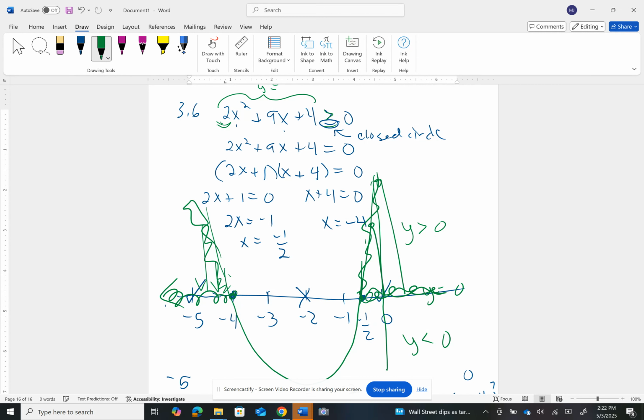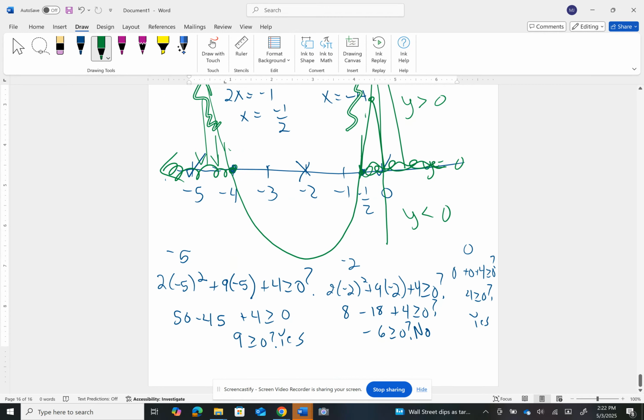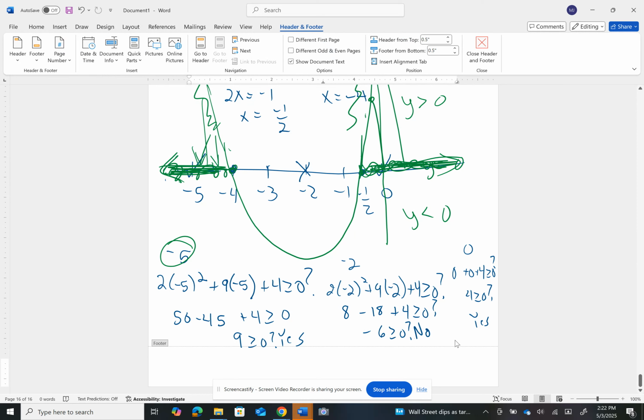Find what the x's of those ordered pairs are. And what you see is that your solution needs to be all these spots to the left of negative 4 and all of these to the right of negative 1/2. All right, so it's outside. So if you know that and you've tested negative 5 and you find out it works, then you know it's outside, and you can just go ahead and write what your solution is. Okay, so your solution would be written in interval notation.